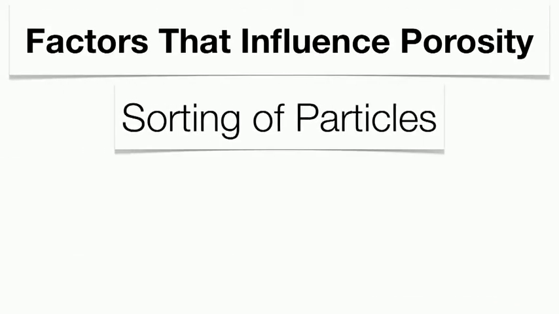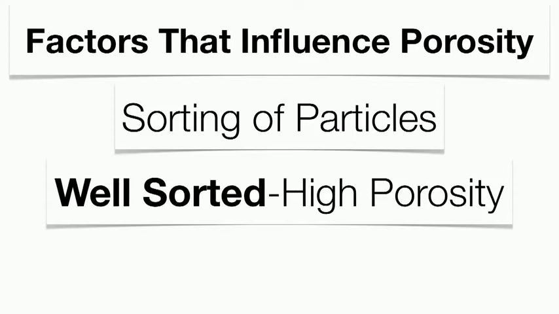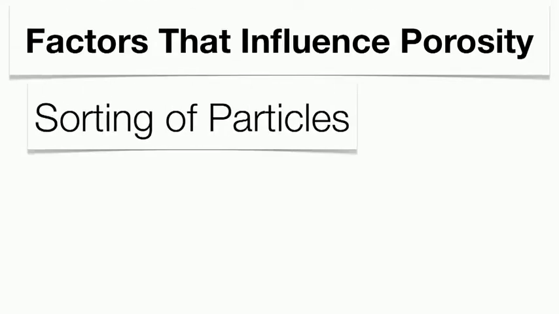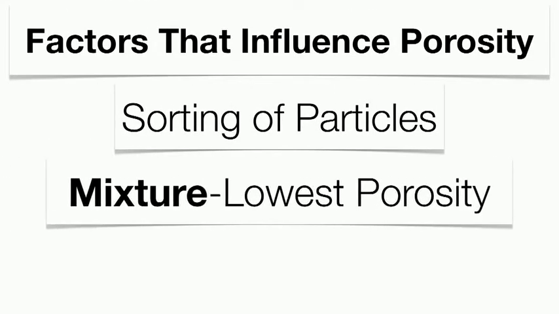The second factor is what we call the sorting. Well sorted tends to have a high porosity. Poorly sorted tends to have a low porosity. And it's all based upon the size and the shape of the fragments. If you have uniform sizes and shapes, you'll have a well-sorted sample. If you have a mixture of particles, those mixed particles dramatically lower the porosity. You tend to have the lowest porosity and the lowest permeability with that type of sample.